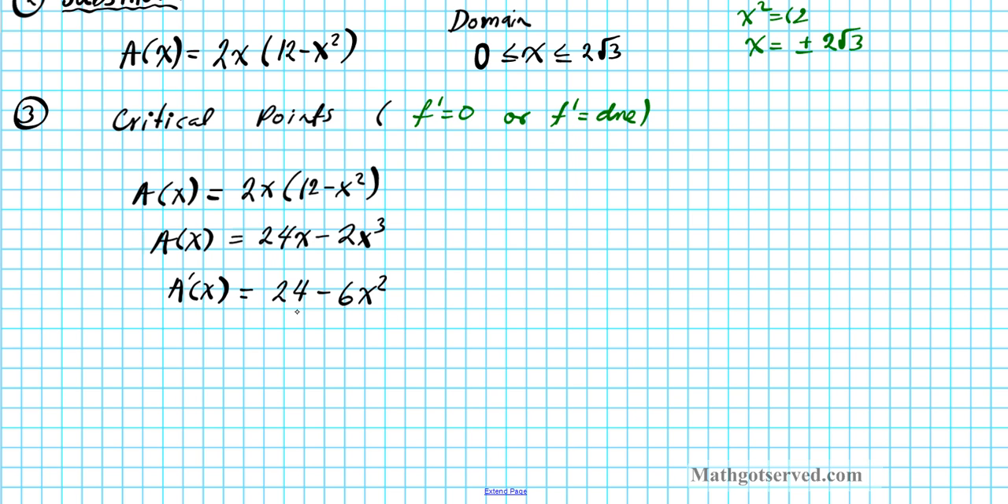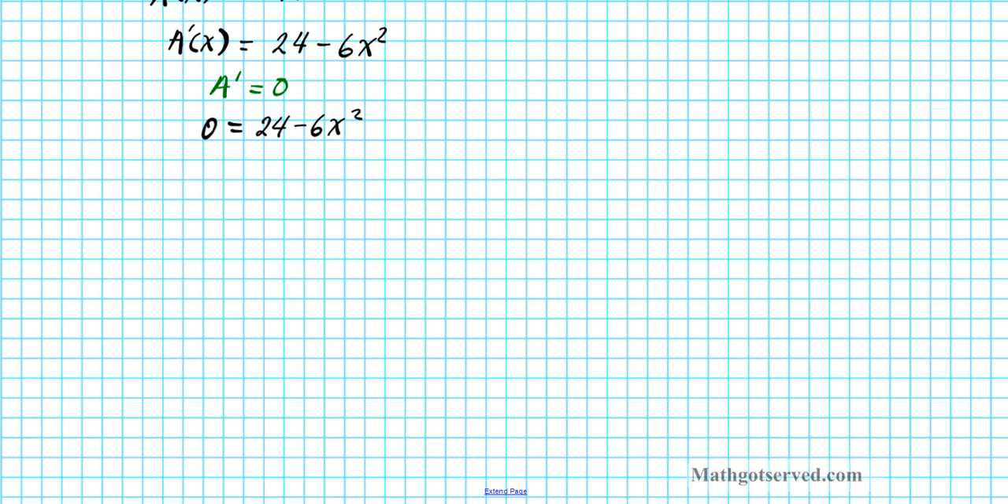So now we're going to set the derivative to 0 or find where it's undefined. So where is A prime equal to 0? We have 0 equals 24 minus 6x squared. If you add 6x squared to both sides, 6x squared equals 24. X squared equals 4. X equals plus or minus 2. Negative 2 is outside the domain, so we're only going to consider positive 2.